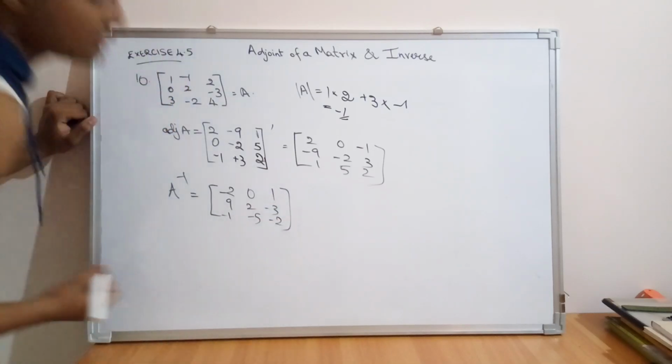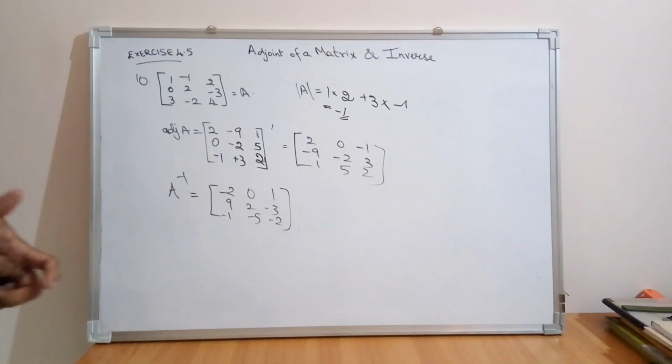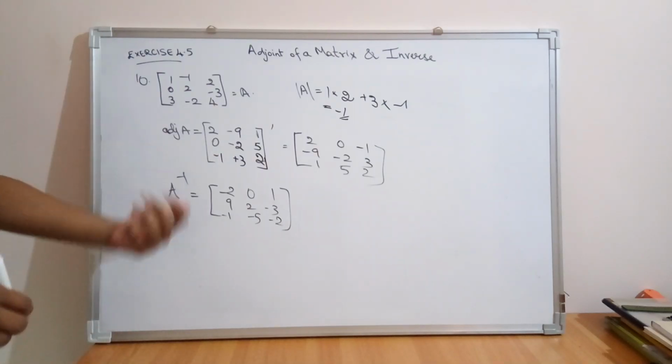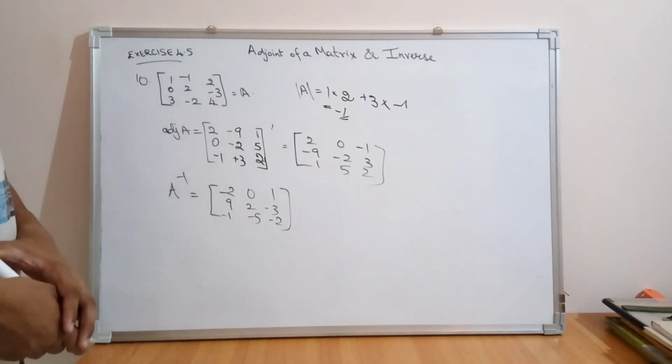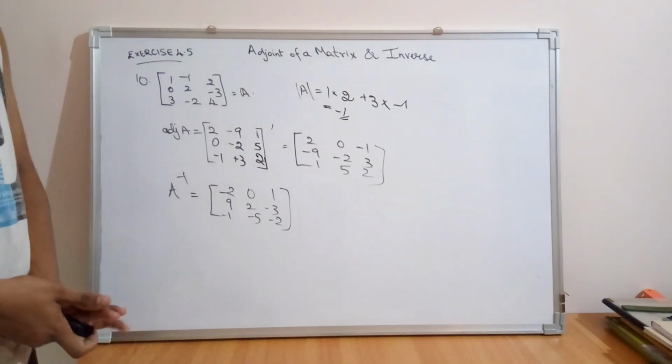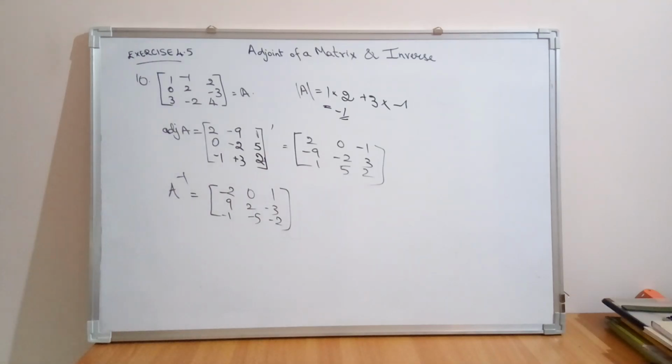minus 2. Okay, wherever positive sign was there, I just put the negative sign. Wherever negative sign was there, I changed it to positive because it is 1 by minus 1 over there. Okay, that's all about finding the inverse here. Next we'll move on to the 11th question now.